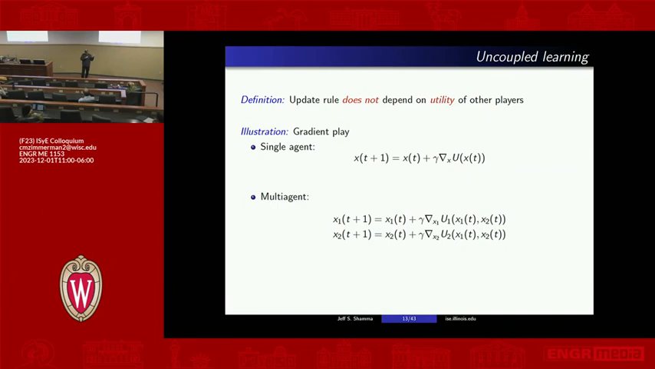We can depend on what someone does. We can depend on the other's strategies, but cannot depend on the utility function behind those strategies. All right, that's uncoupled learning.